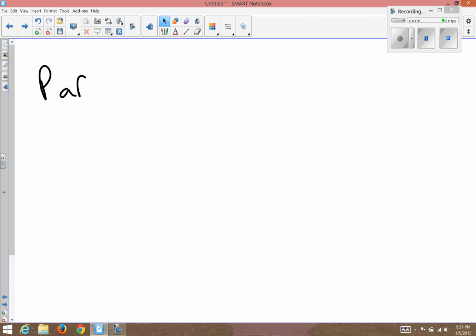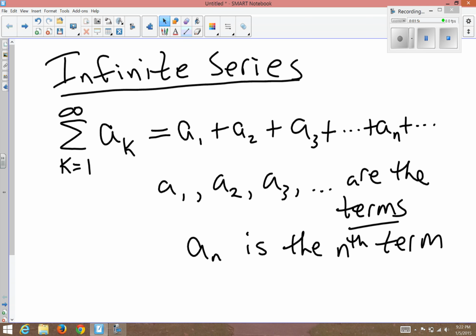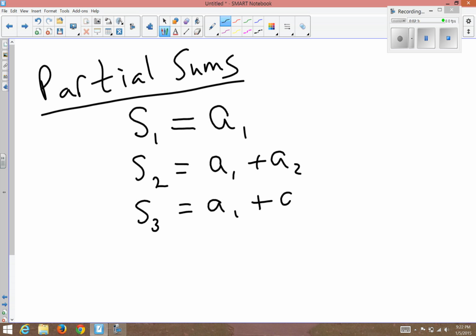Partial sums means the following. S subscript 1 is exactly the same as A subscript 1. S sub 1, A sub 1, same thing. They both mean whatever this first term is. But S sub 2 means the sum of the first two terms. It's called a partial sum because it's only the sum of the first two terms. S sub 3 means the sum of the first three terms.